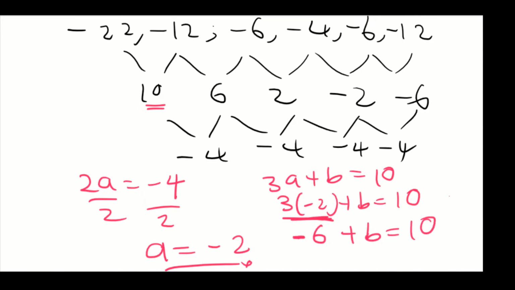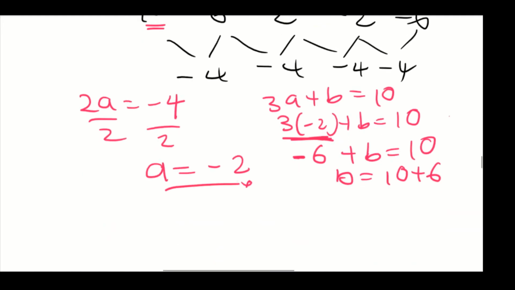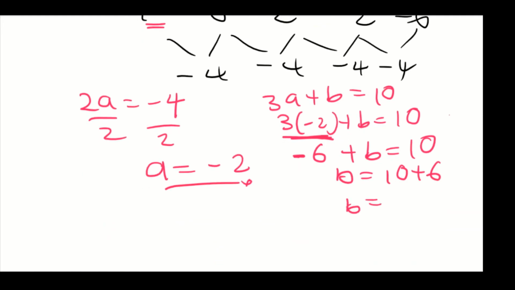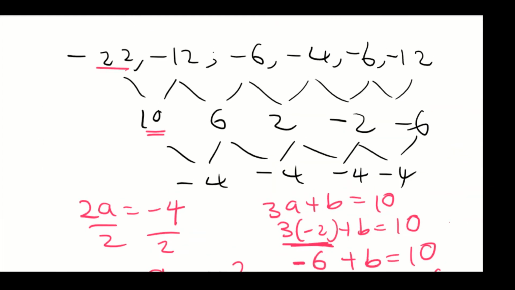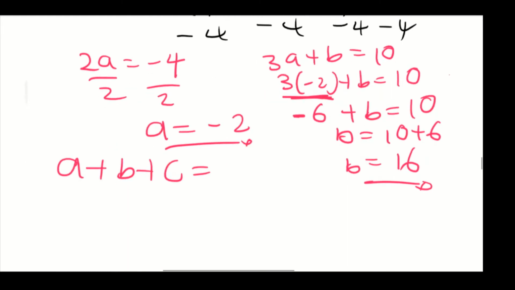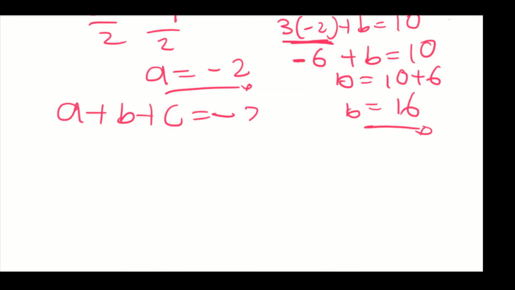Transpose the minus 6 to the other side. We have b is equal to 10 plus 6. Then our b is equal to 16. Now we say a plus b plus c is equal to the first term of the pattern, which is minus 22. So it's equal to minus 22.